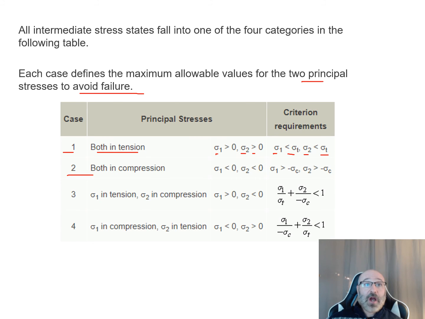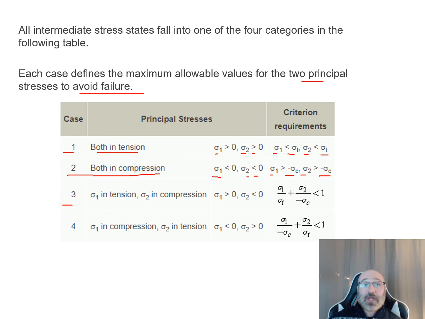Now, for case number 2, both of these are in compression. So sigma 1 is less than 0 and sigma 2 is less than 0 because it's compression. And sigma 1 is going to be greater than negative sigma sub c, and sigma 2 is also going to be greater than negative sigma sub c for compression.